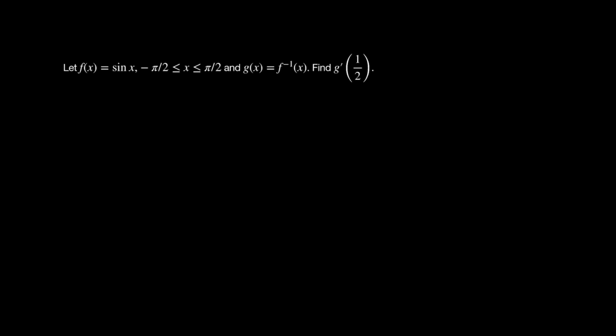Let's let f of x equals sine of x. And we're going to restrict our x values to be from negative pi over 2 to pi over 2 so that we can define an inverse. And so g of x will be the inverse of that function. Let's see if we can find g prime of a half.